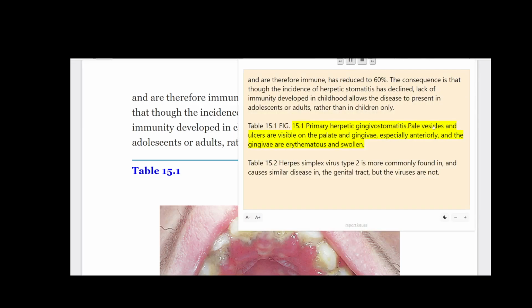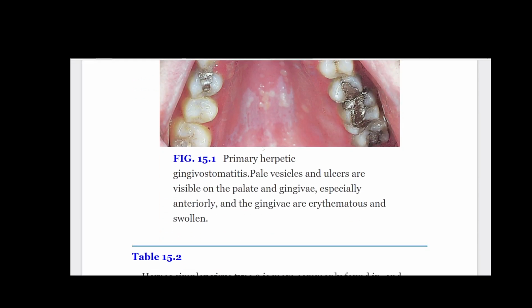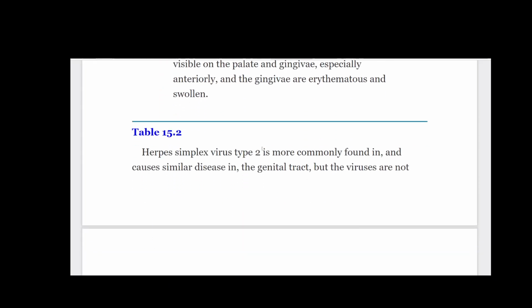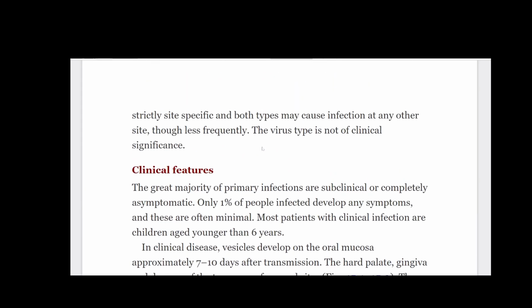Figure 15.1 Primary herpetic gingivostomatitis. Pale vesicles and ulcers are visible on the palate and gingivae, especially anteriorly, and the gingivae are erythematous and swollen. Table 15.2 Herpes simplex virus type 2 is more commonly found in, and causes similar disease in, the genital tract, but the viruses are not strictly site-specific, and both types may cause infection at any other site, though less frequently. The virus type is not of clinical significance.